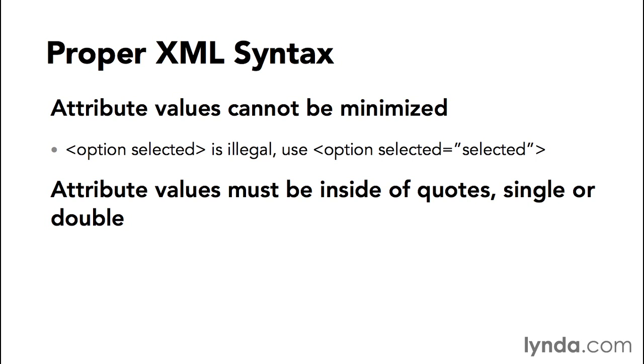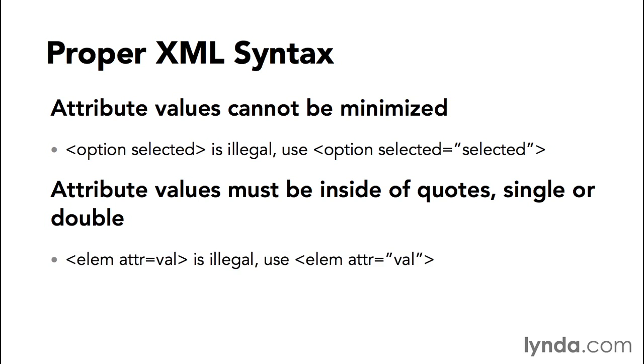Attribute values also have to be inside of quotes, either single or double. Now, in HTML, you can get away with just putting attribute equals value, but in XML, that doesn't fly. You have to put the values inside quotes. And then finally, tags have to be properly nested inside of each other.